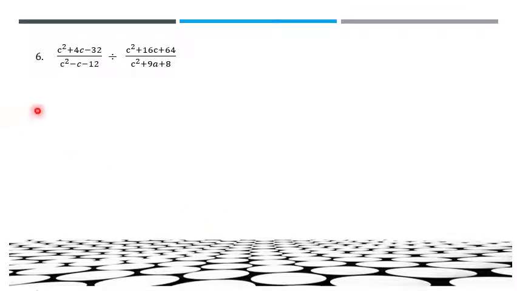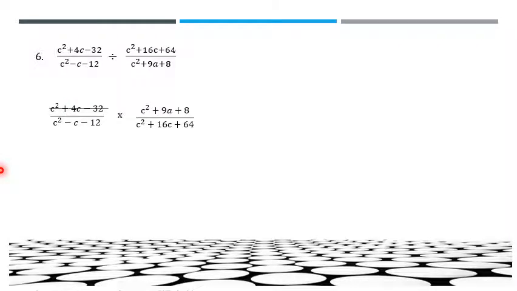Number 6: c squared plus 4c minus 32 over c squared minus c minus 12, divided by c squared plus 16c plus 64 over c squared plus 9c plus 8. Okay, copy, then change the sign and then reciprocal. So let's factor all of this one.